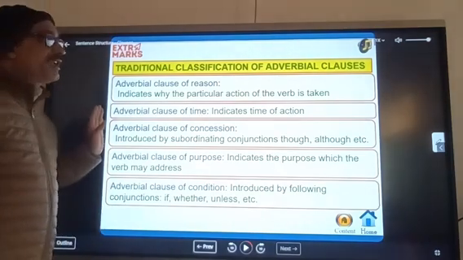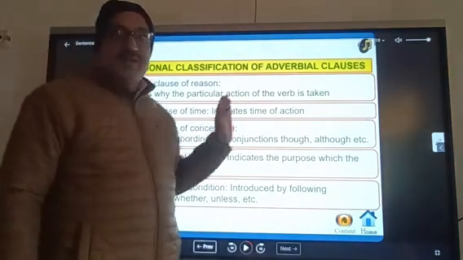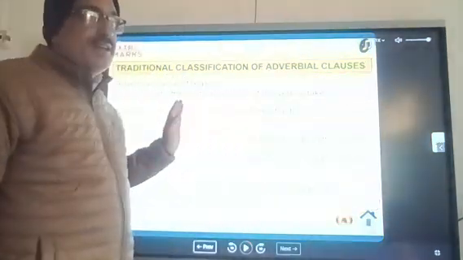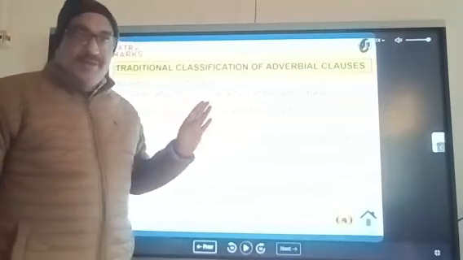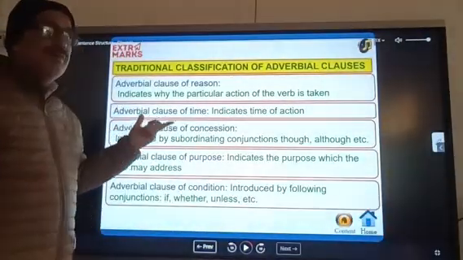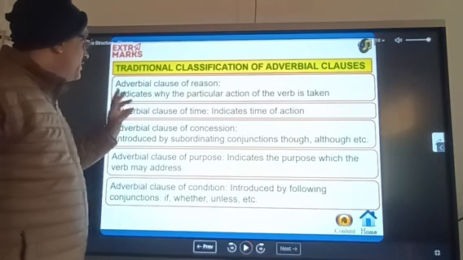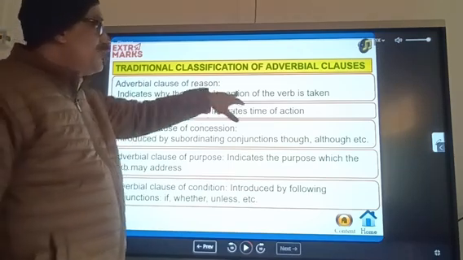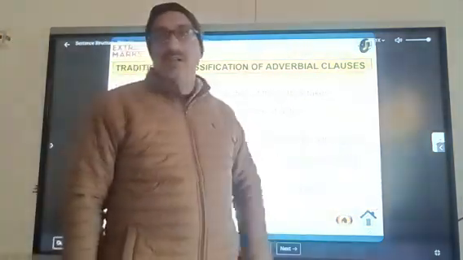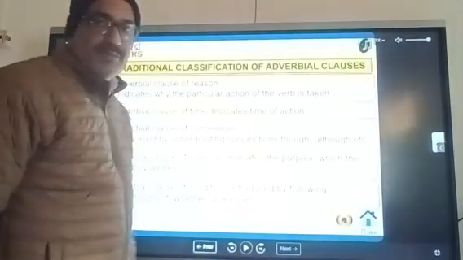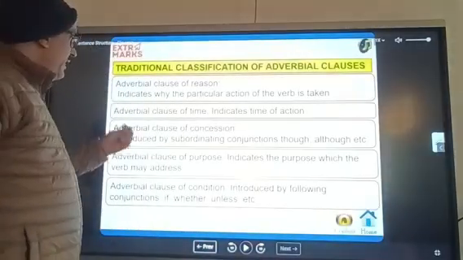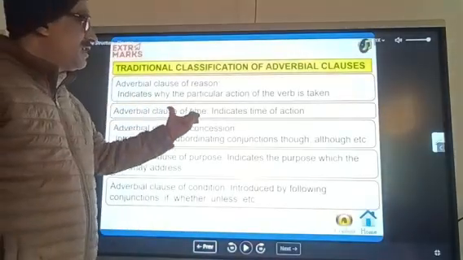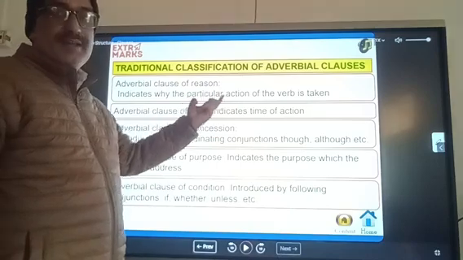Here, the traditional classification of adverb clause is given. The kinds of adverb clause. The adverb clause of reason indicates why the particular action of the verb is taken. And the adverbial clause of time indicates time of action.